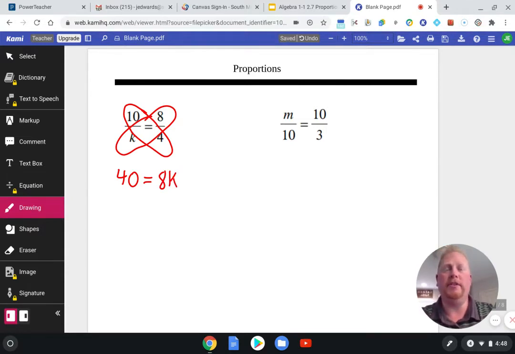Anytime you cross-multiply, make sure it's always one cross equals the other cross. So in this case, 40 equals 8k. And from there, it's a very simple equation to solve. Divide by 8, and I get 5 equals k.